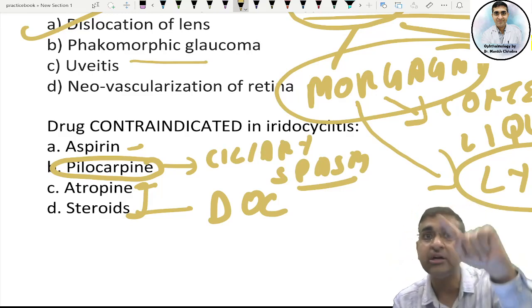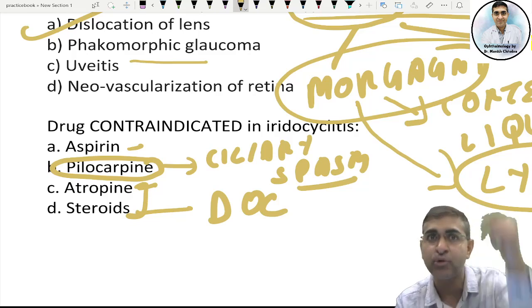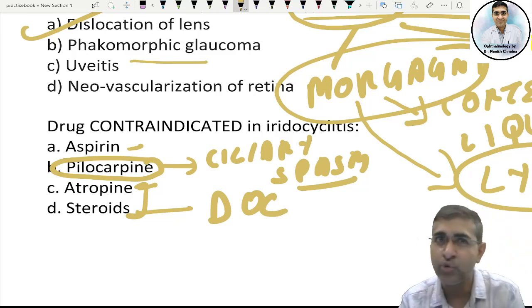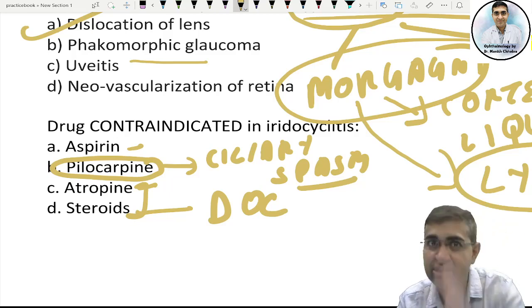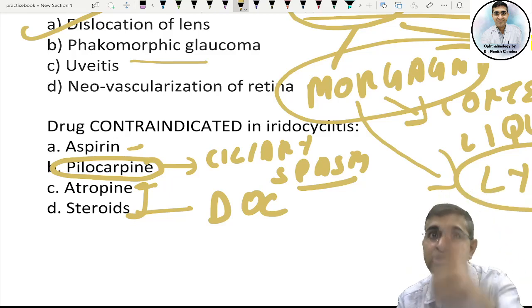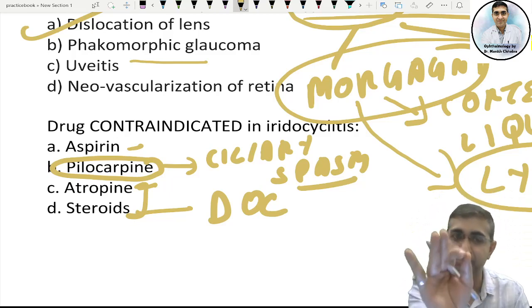Pilocarpine was earlier the drug of choice for primary angle closure glaucoma. Now the drug of choice for primary angle closure glaucoma is prostaglandin analogs, which are latanoprost, travoprost, bimatoprost, tafluprost. Even for primary open angle glaucoma, the drug of choice is prostaglandin analog. Even for normotensive glaucoma, the drug of choice is prostaglandin analogs. I hope you have got all these important PYQs.